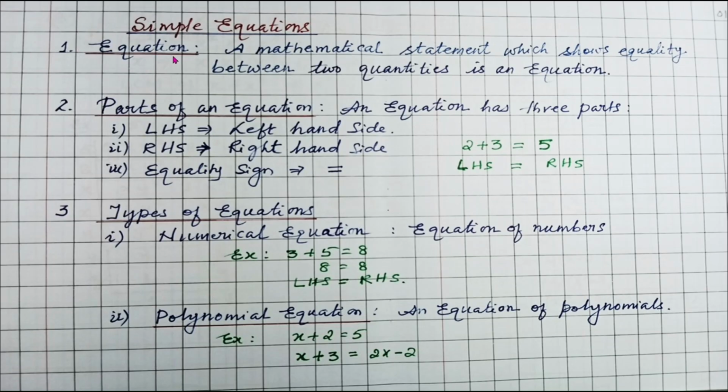Now, first of all, what is an equation? An equation is a mathematical statement which shows equality between two quantities. Remember that. So, therefore, an equation is a mathematical statement which shows equality between two quantities.